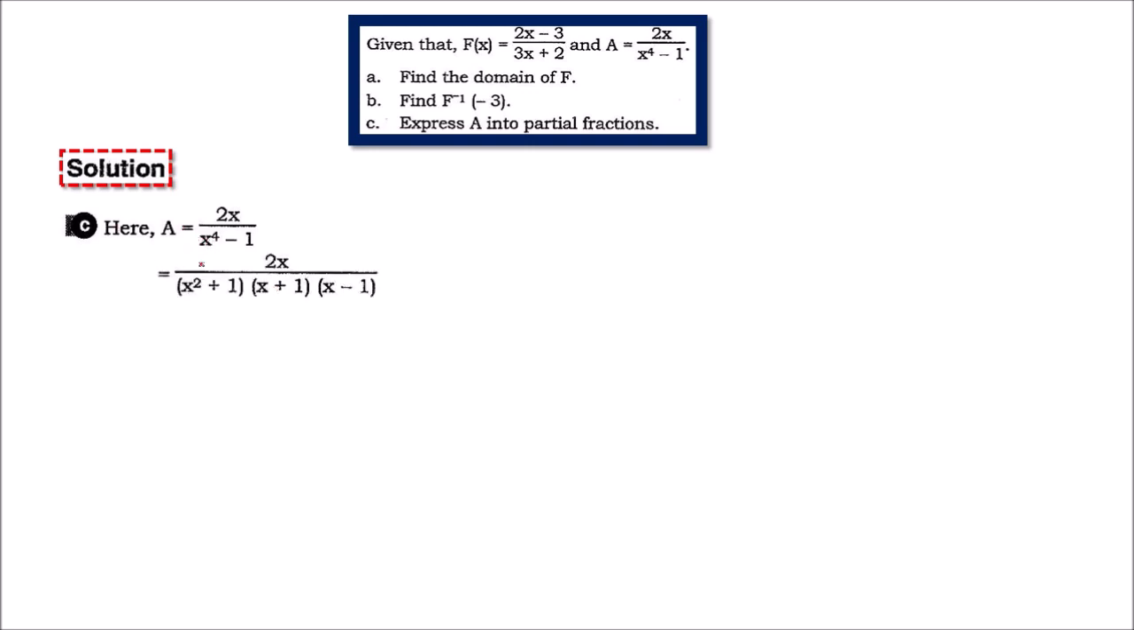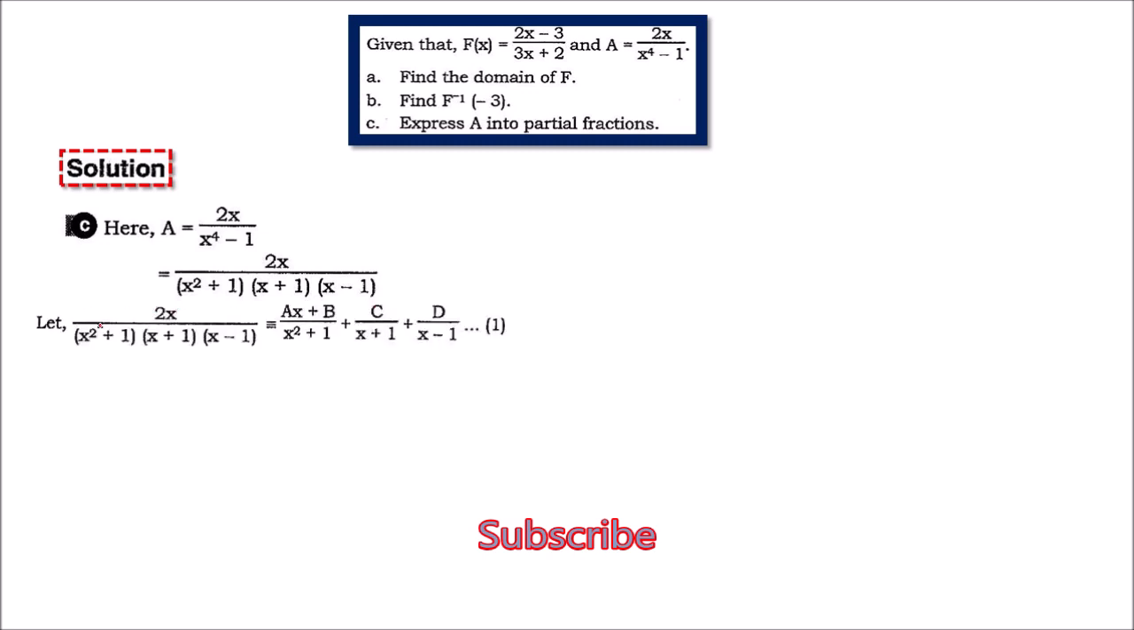Look here, I just factorize x^4 minus 1 like (x square plus 1) into (x plus 1) into (x minus 1). Now I just let it 2x, that is my given function fraction, 2x by (x square plus 1) into (x plus 1) into (x minus 1). This is my given fraction. This one I just let it (ax plus b) by (x square plus 1), plus c by (x plus 1), plus d by (x minus 1).